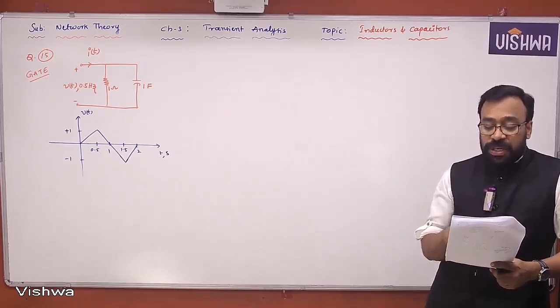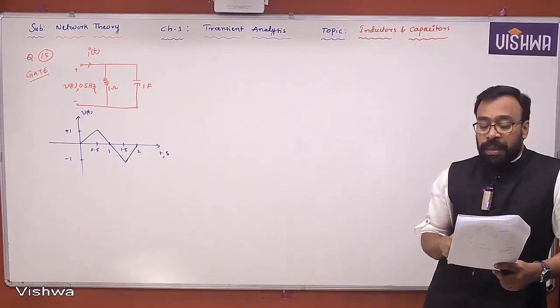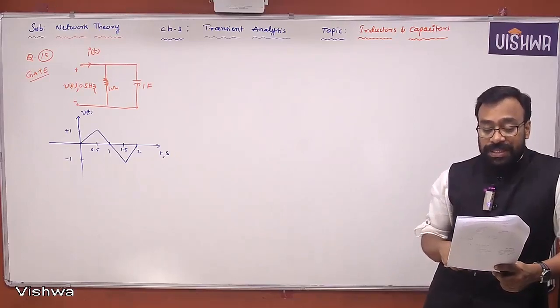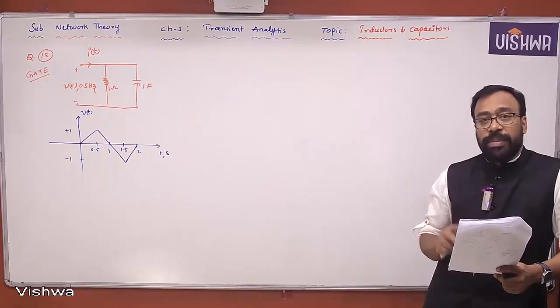Okay, so the first one is a rectangular pulse. The second one, option B, is a sawtooth waveform. C is a combination of these two. D is also a combination of these two.